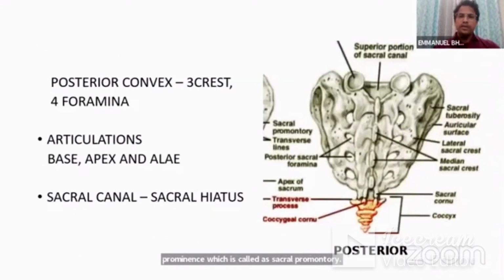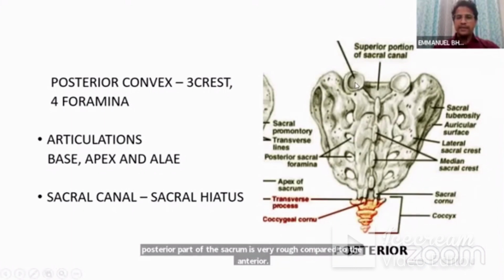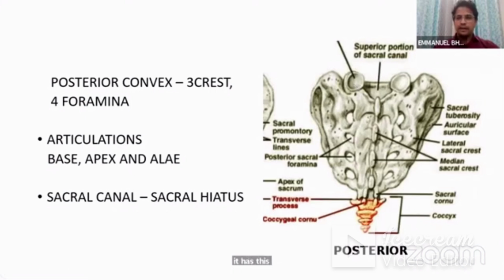Now, if we come to the posterior part of the sacrum, it is very rough compared to the anterior. It has the articular process, the facet. Then in the center and just lateral to it, there are three crests. The median crest is formed by the spinous processes of the sacrum. Then there is an intermediate crest, formed by the fusion of the articular processes of the sacral segments. And then there is a lateral crest, formed by the fusion of the transverse processes.